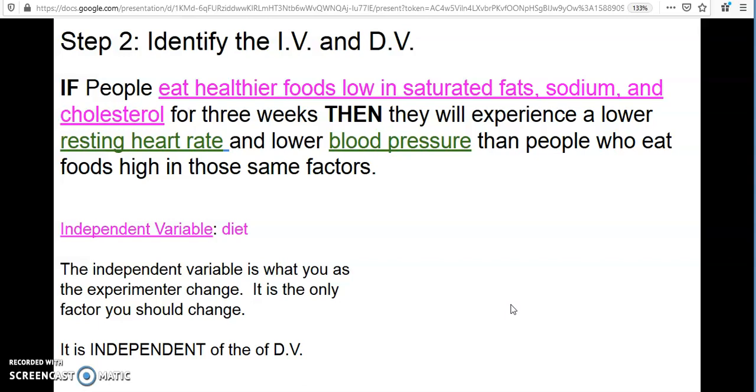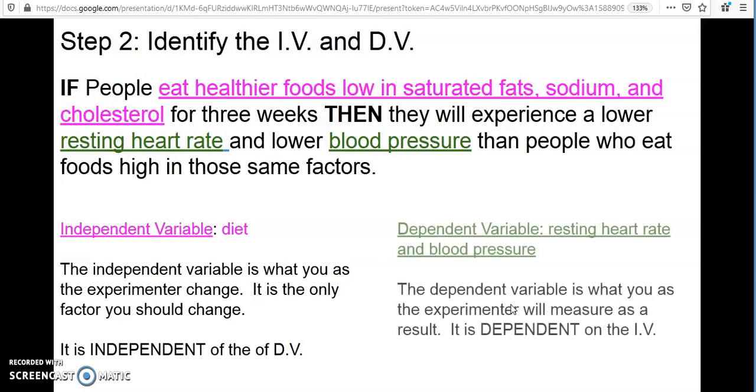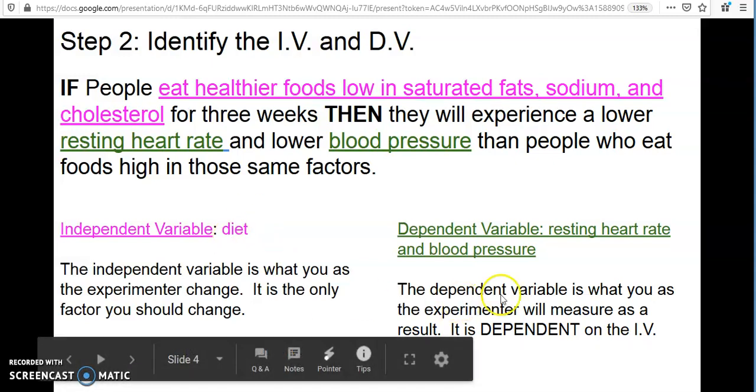In other words, a change in the independent variable doesn't need to occur because something else changed in the experiment. It's something you're changing as the experimenter. In green, and underlined in green, you can see the dependent variable, which is our resting heart rate and blood pressure. The dependent variable is what you as the experimenter will measure as a result, and it is dependent on the IV, meaning that a change in the independent variable could or might result in a change in the dependent variable, which is why the dependent variable is dependent on the independent variable.